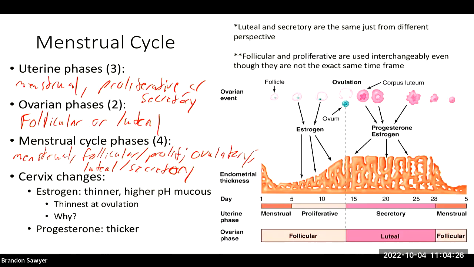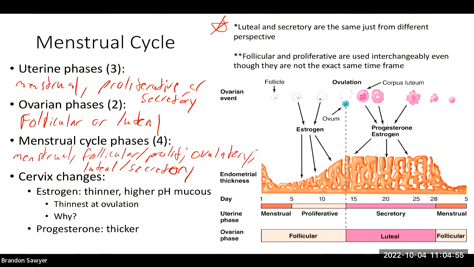Okay. So the luteal and secretory phases are really happening during the same time. It's just kind of a different perspective, right? We're talking about what the ovaries are doing versus what the endometrium, or the uterus, is doing. Okay. And then follicular and proliferative are kind of used interchangeably, but you can see that they're not perfectly overlapping each other, right? It includes the menstrual phase as well.